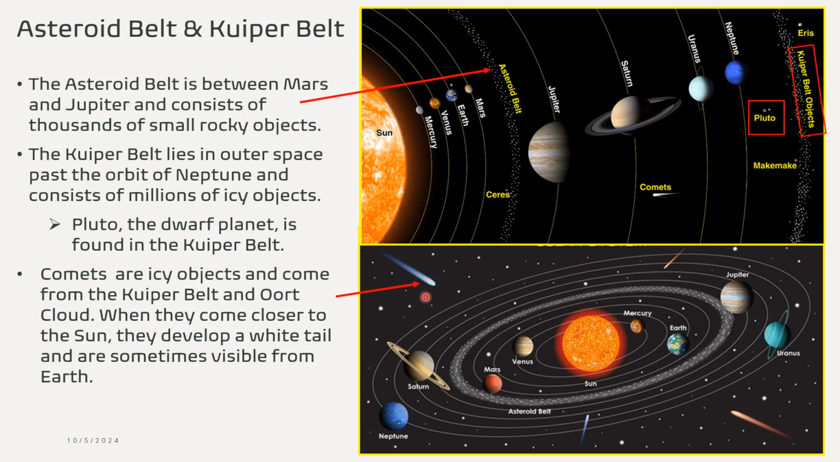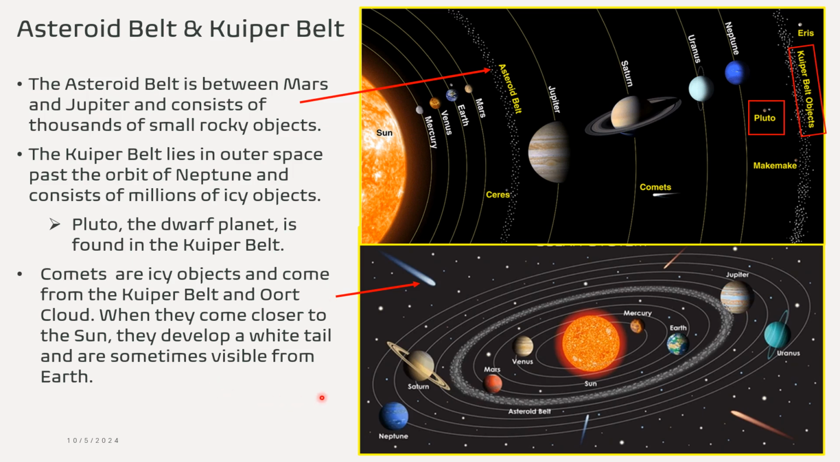Then we also have comets, these bright icy objects that when they come closer to the sun and they heat up, they develop a white tail, and those are called comets. Now, comets are icy objects, and they come from either the Kuiper belt or the Oort cloud, very far away from our sun. But when they come closer, then they develop this white tail, and then sometimes we can see them from the Earth.